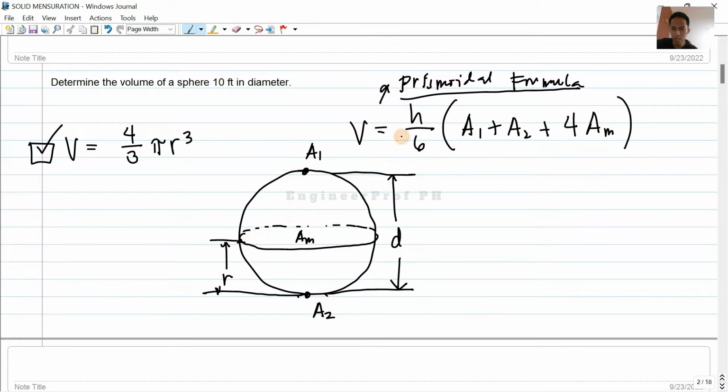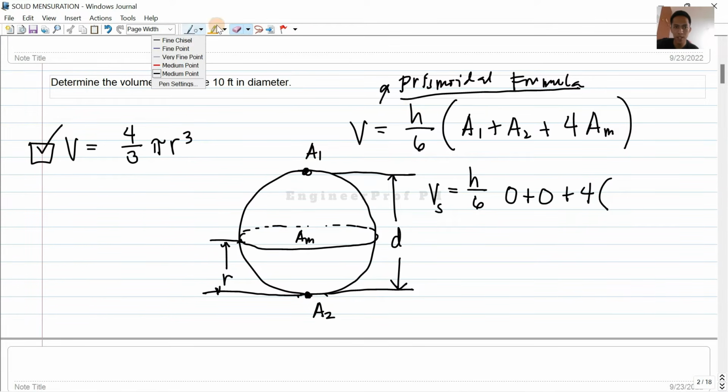As you can see here, volume is equal to h over 6. This is now for the sphere. So, times A1. A1 here, as you can see, is just a point, so its area there is 0. It has no area, it's just a point. Area 2 is also 0 since the bottom is just a point, so there is no surface area there. That's also 0. Plus 4 times the area of the midsection.